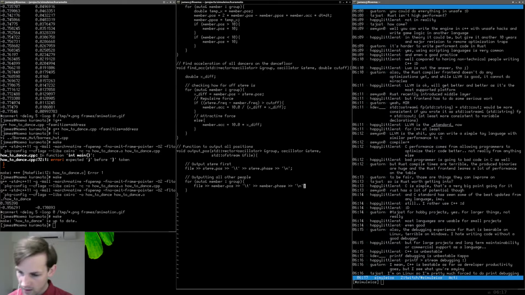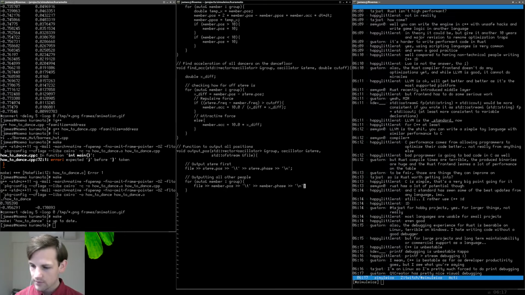Good. I'm on Linux, so I'm pretty much forced to do print debugging. I mean, yeah, Qt Creator is, yeah.